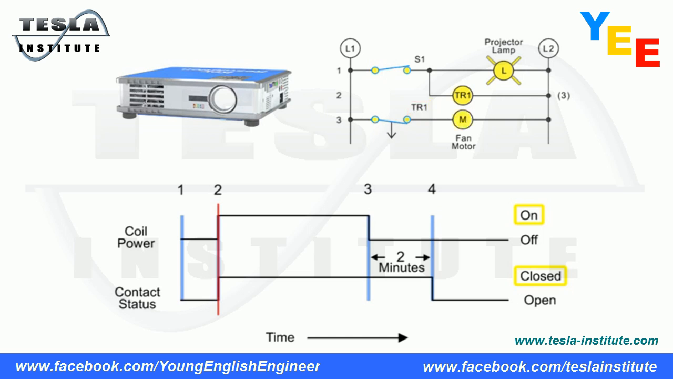projector. The projector bulb and the cooling fan remain on as long as switch S1 stays closed. When switch S1 is opened, the projector bulb turns off and power is removed from the timer. Contacts TR1 remain closed for a preset period of time and then open, causing the cooling fan to turn off. This off-delay timed open circuit is generally set to adequately cool the projector equipment before it shuts off.